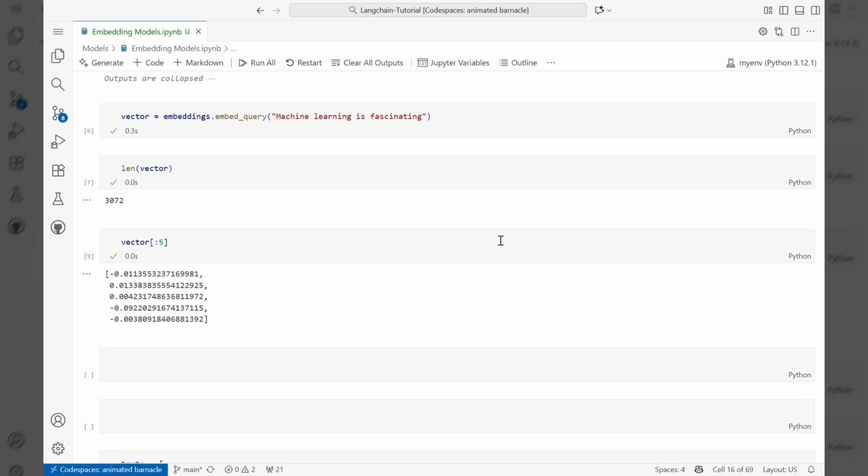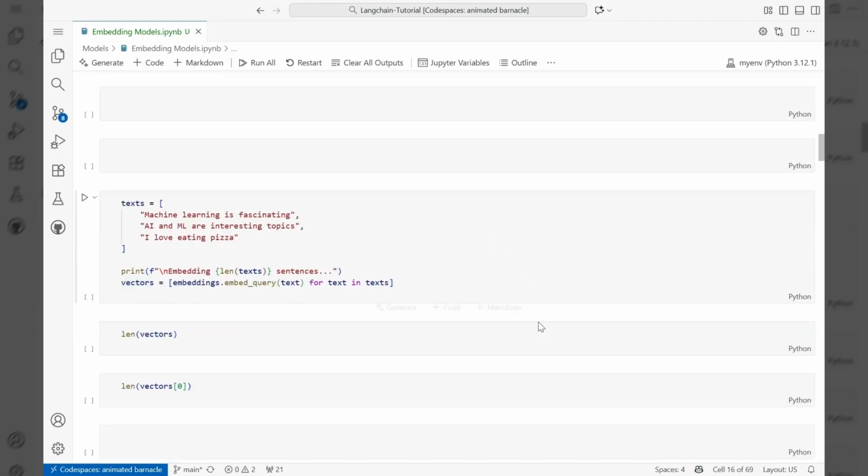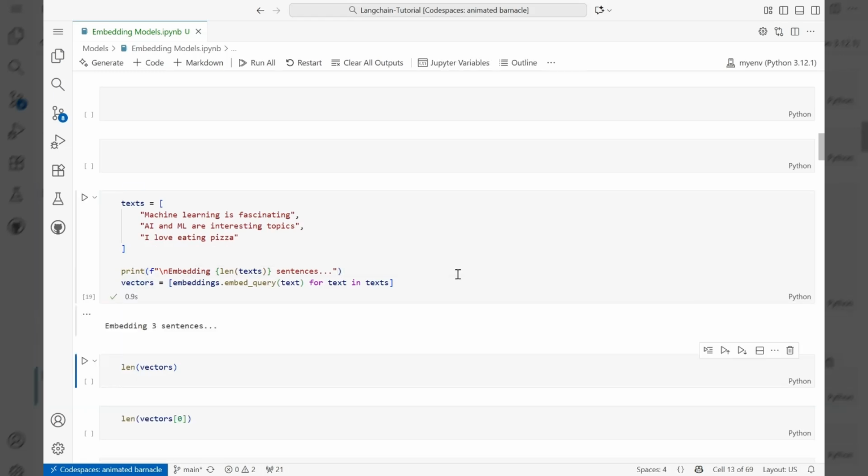Now, here is what is interesting. Let me embed three different sentences. The first two sentences are about AI/ML and the third is about food. Let's see if the embeddings are captured properly or not.